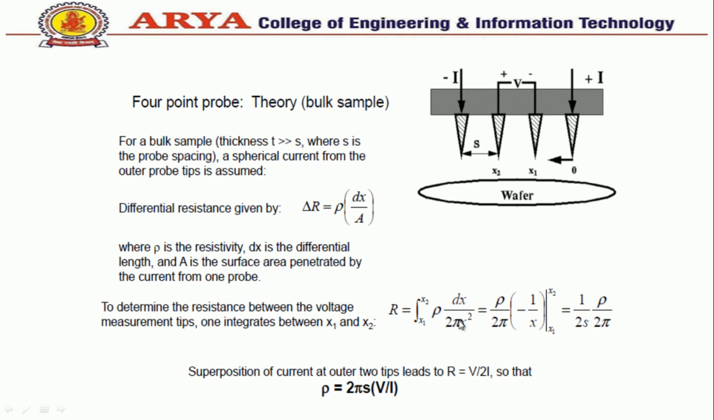Through calculation we can find that R is given by 1 upon 2 times rho upon 2 pi s. From this equation we can get rho equal to 2 pi s into V upon I, as the superposition of the current at the outer two tips leads to R equal to V upon 2I.